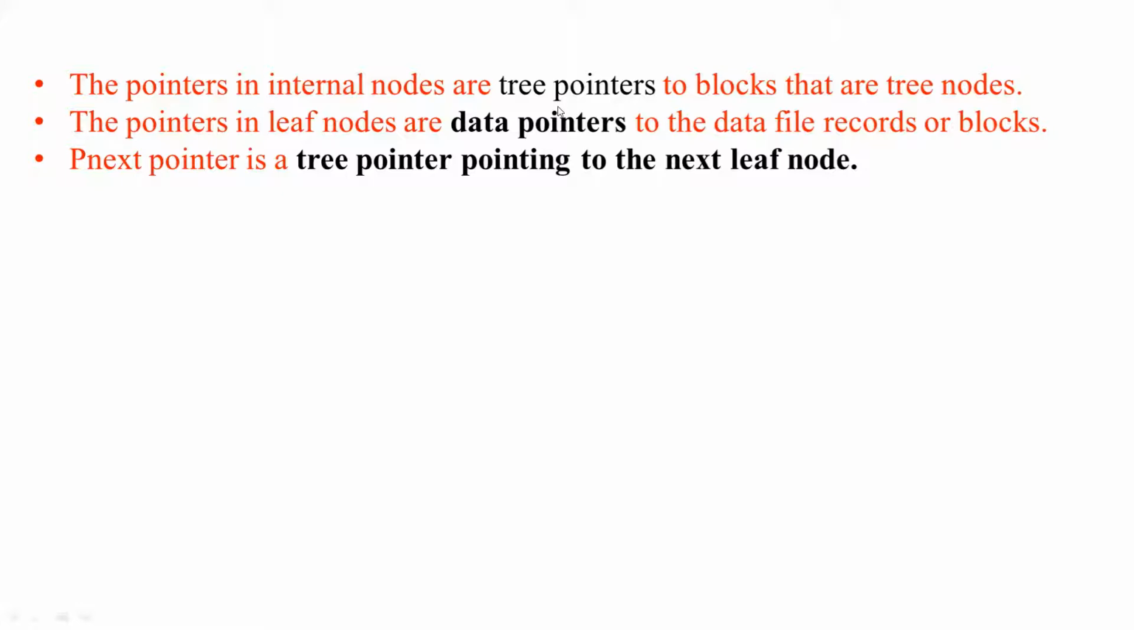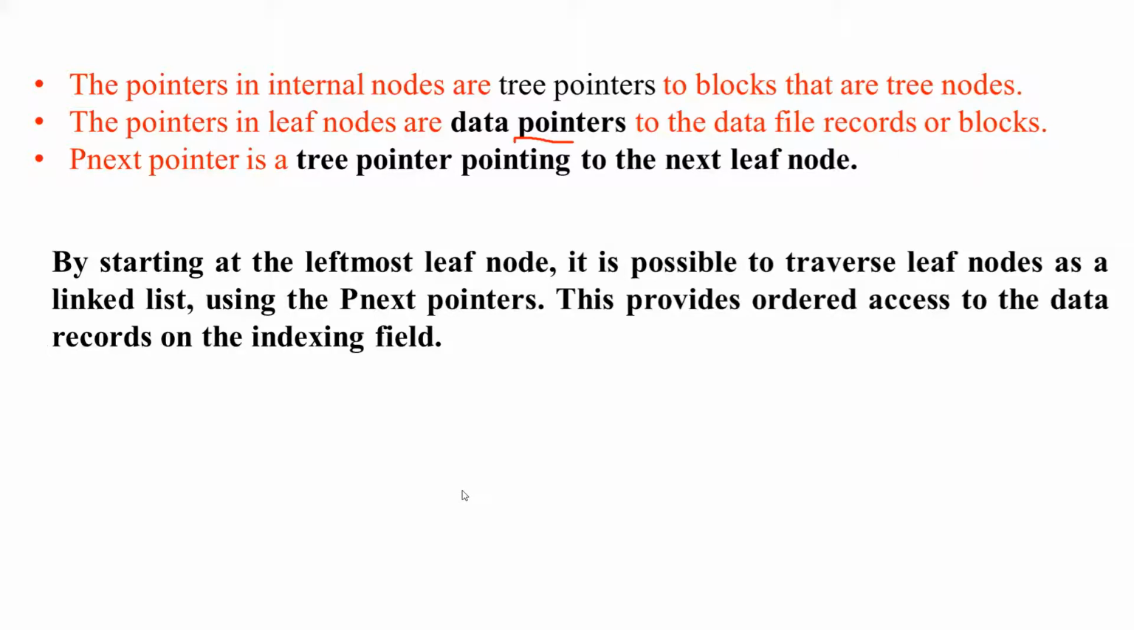The pointers on the leaf nodes are called the data pointers. These data pointers are going to point to the actual records containing the data, or they may be pointing to the disk blocks containing the records. The third one is the pointer called pnext, which is nothing but the links which are connecting all the leaf nodes of your B plus tree.